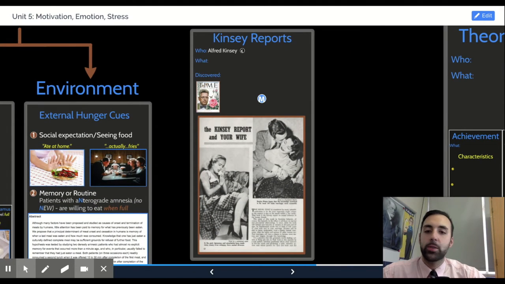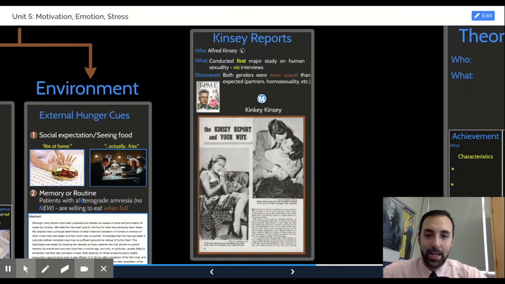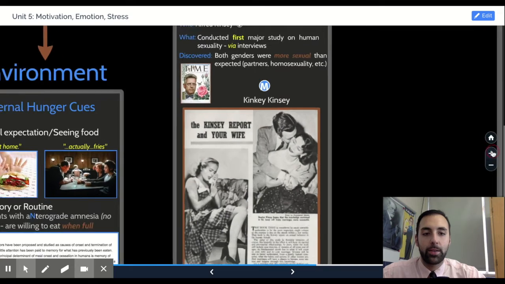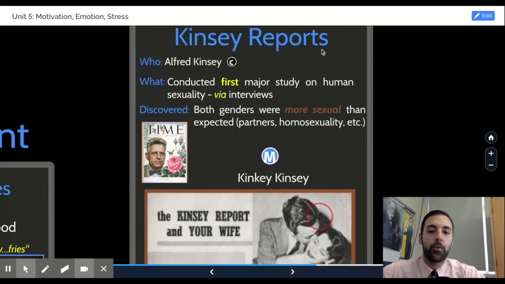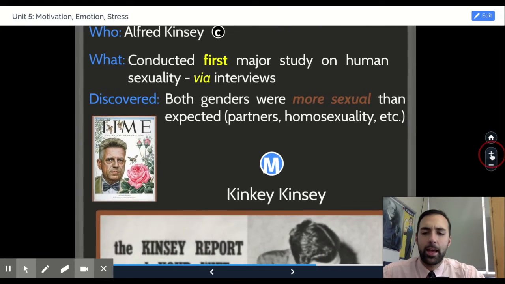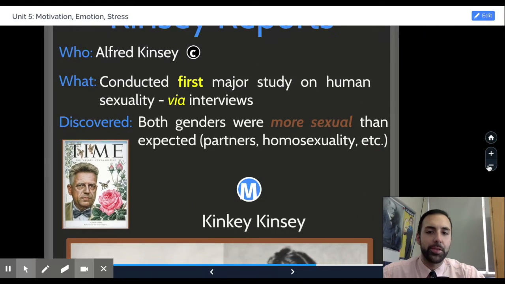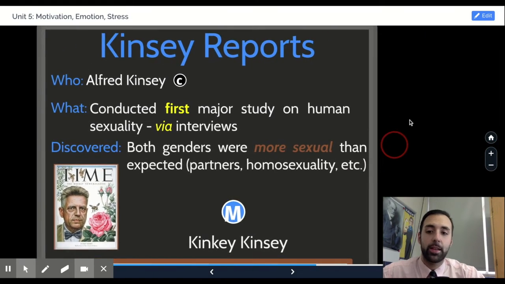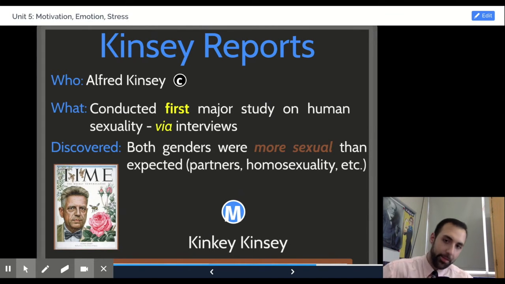The sex drive is one that we're not going to overly emphasize, but nevertheless, we will talk about a contributing psychologist named Alfred Kinsey, because he's a pretty interesting individual. And historically, he has a role in the study of sex education, which I think is important. So Kinsey conducted most of his work in the 40s and then into the 50s.